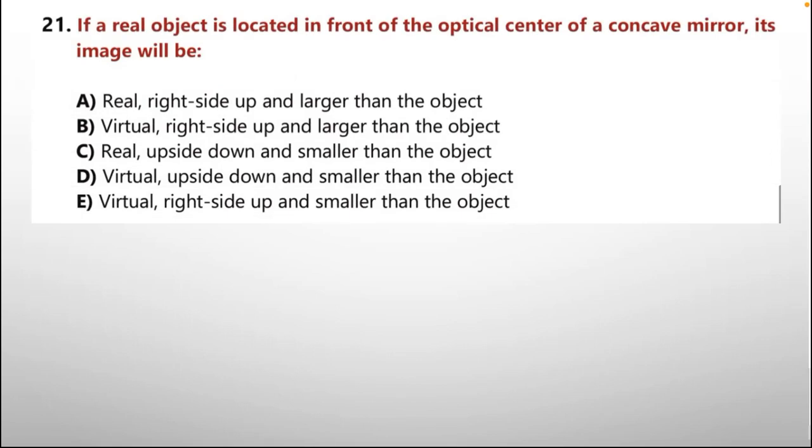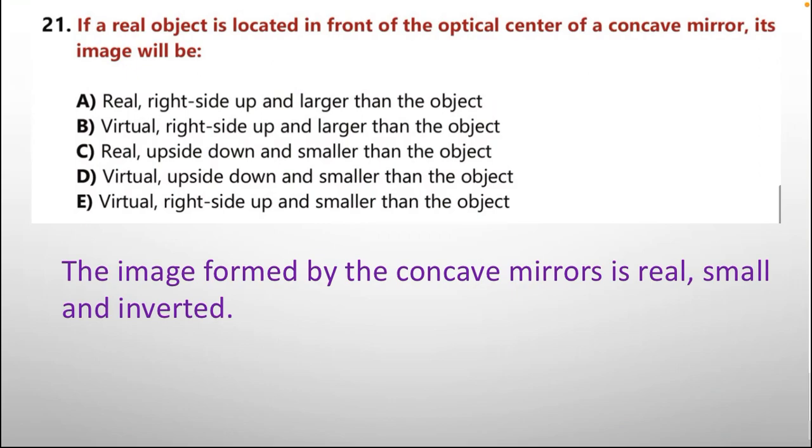If a real object is located in front of the optical center of a concave mirror, its image will be: A. Real, right side up and larger than the object. B. Virtual, right side up and larger than the object. C. Real, upside down and smaller than the object. D. Virtual, upside down and smaller than the object. E. Virtual, right side up and smaller than the object. Here is some explanation. The image formed by the concave mirrors is real, small and inverted. So the correct option is option number C, real, upside down and smaller than the object.